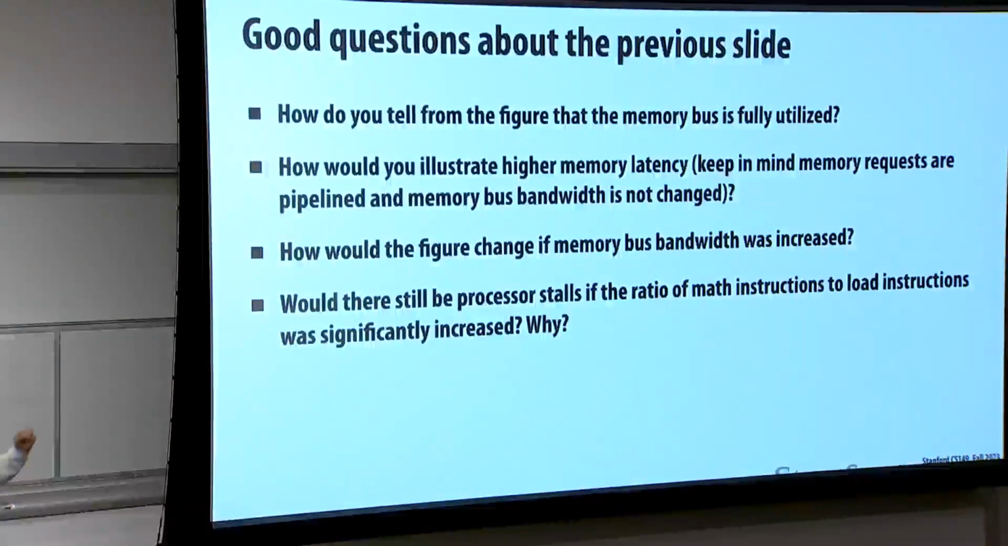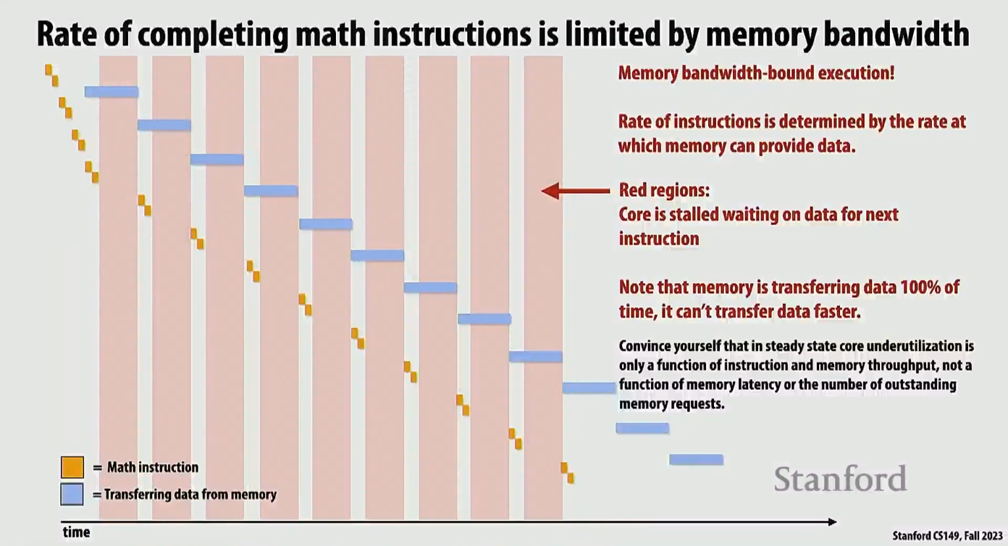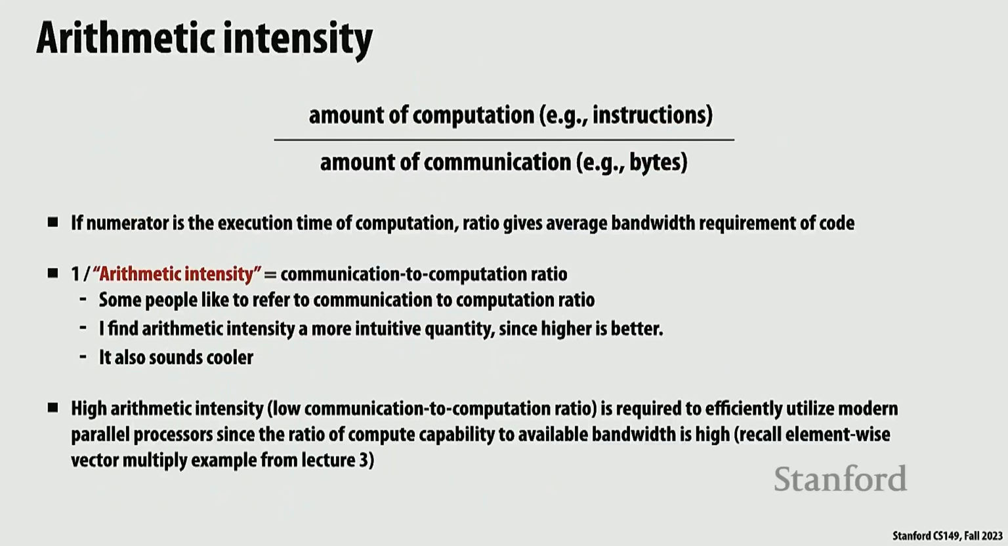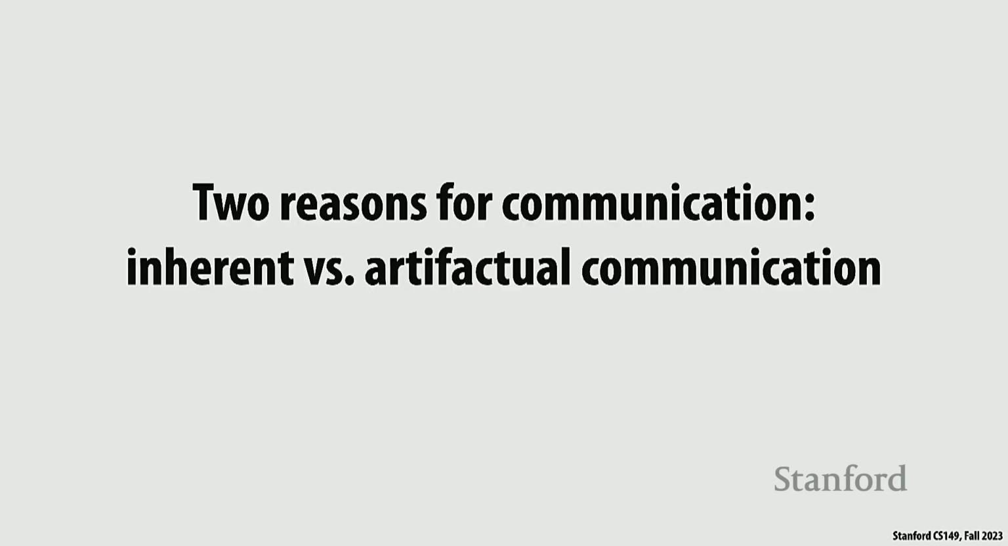At the end of the day, if we're not worried about latency, if we have the ability to hide latency, whether through multi-threading, prefetching data, or whatever, the name of the game comes down to something called arithmetic intensity, which is the number of math operations you do per unit of data that you read. Some people like to call it the communication to computation ratio, which is 1 over this. I like arithmetic intensity because, A, it sounds cooler, and B, higher is better, which is intuitive for me. So let's talk about a few more ideas about communication.